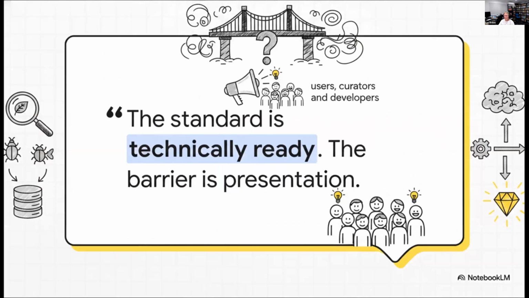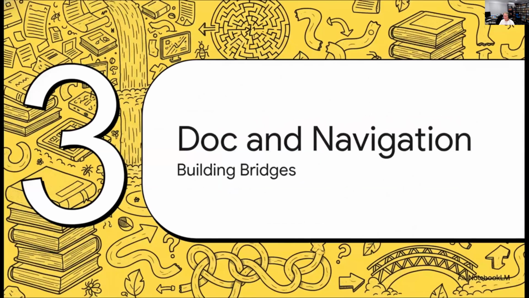But there was a catch. The reviewers noted that while the standard is technically ready, the main barrier is presentation. Basically, the engine runs perfectly, but the user manual needed a major overhaul. Our mission shifted entirely from engineering to communication, making sure that technical readiness translates directly into user readiness. And that leads us straight into our biggest challenge, documentation and navigation.